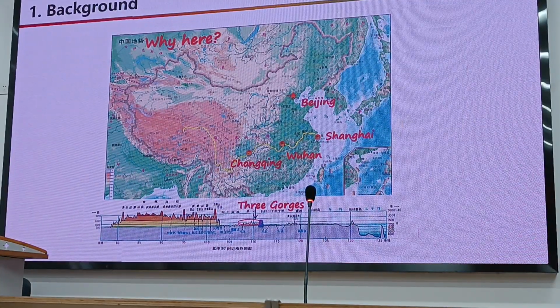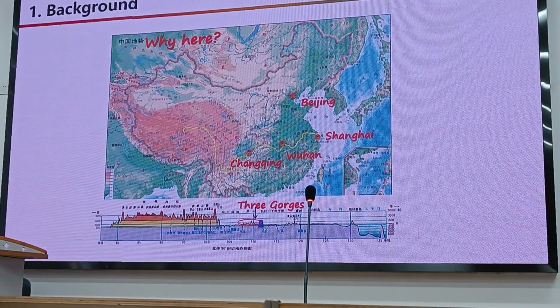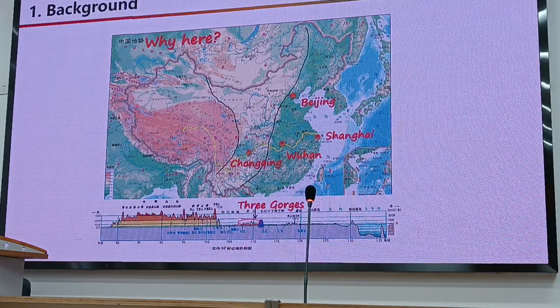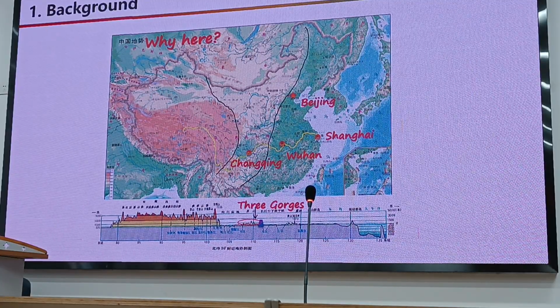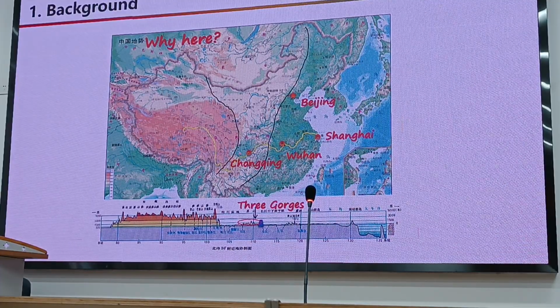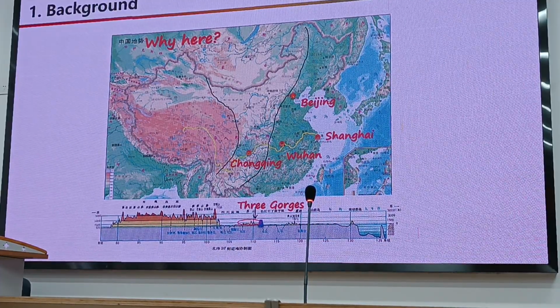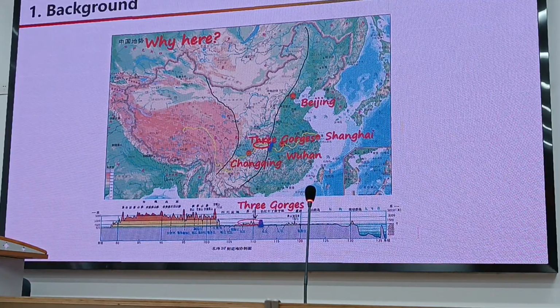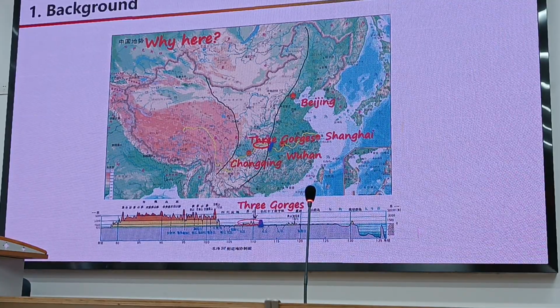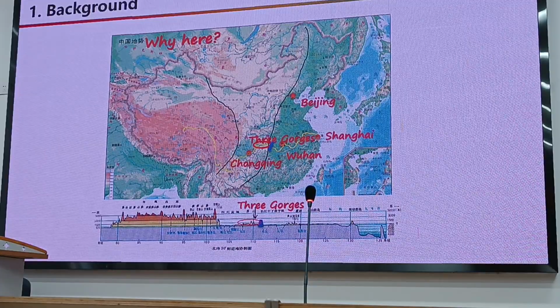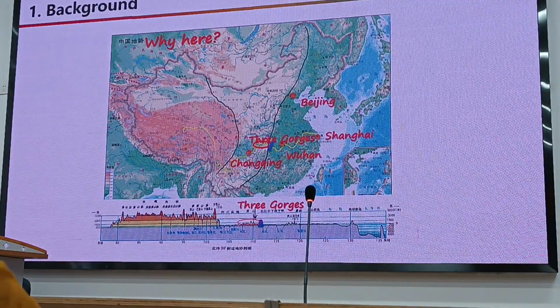So you see the geology of China, we have two steps. One is the Tibetan Plateau, and the other one is the second step, right here. So Chongqing, Wuhan, and Shanghai, and this is Beijing. And right here, they block the second stage, according to the whole geology of the Yangtze right here.